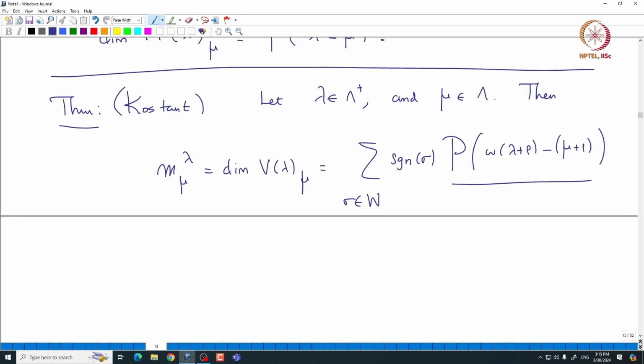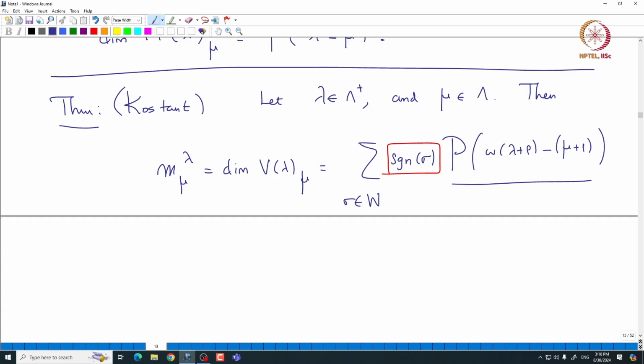Another drawback about this formula is that it is an alternating formula, so the sign actually changes here. Whenever you see a formula that has alternating signs, that is a very bad formula in terms of combinatorics. Okay, so let us see how to prove this.